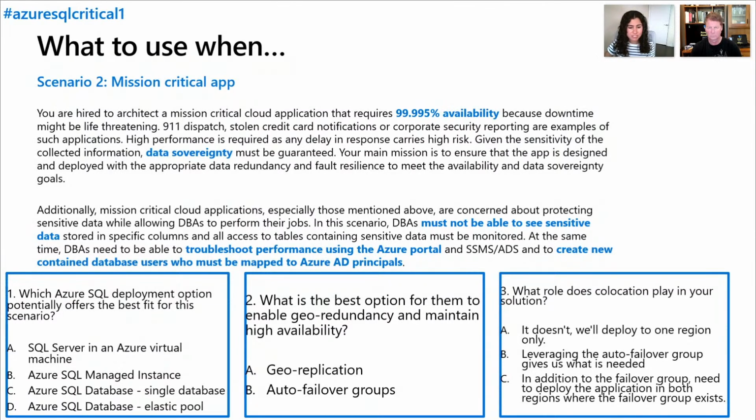And the first 3 questions are really focused on the what to use when, as well as the availability of this application and database. Now, while we are giving you time to answer these, let me go through them real quick. The first question is quite simply, which Azure SQL deployment option makes the most sense here? And then the second question is asking about geo-redundancy and high availability. How are they going to achieve that? And the third question is talking about co-location.